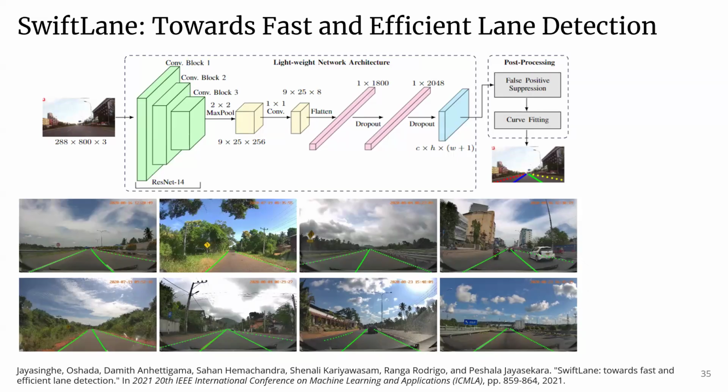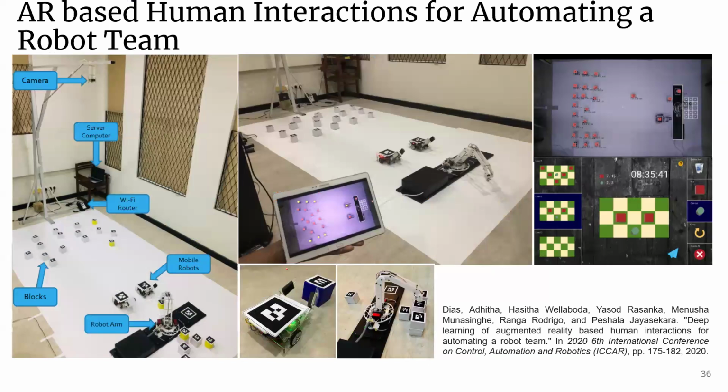And then this is AR-based human interaction automating a robot team. You can see there are 3 robots. This is a mobile robot. This is a mobile robot. This is a fixed robot. We give a building plan, and using reinforcement learning, it learns how to build the building plans and starts constructing the building. So these are the bricks we have. This was done by Aditya S and others. Now I think he's a professor. He was a gold medalist also.